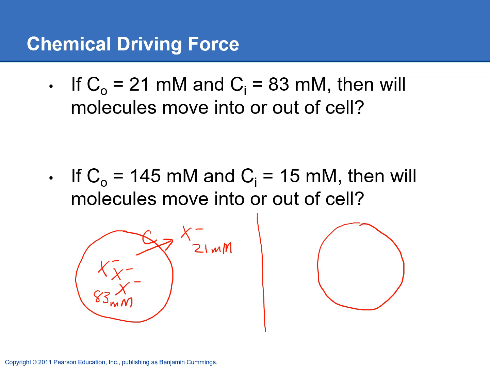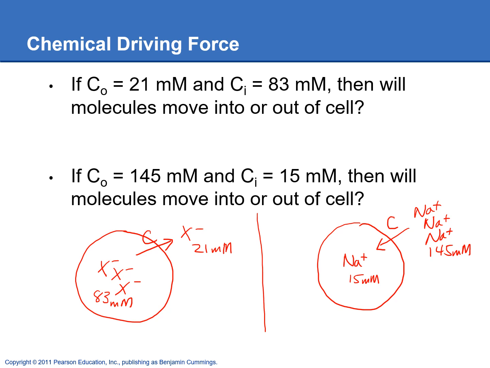And then our next example on the bottom here, we've got a concentration outside the cell of 145 millimolar. And this is actually the concentration of sodium. So we'll draw some sodium here. So that's 145 outside. And then the concentration of sodium inside is a lot less. It's at 15 millimolar. And so the chemical driving force, sodium just wants to move down its concentration gradient from high to low concentration. So sodium would want to move into the cell down its concentration gradient. So the chemical driving force would be into the cell.